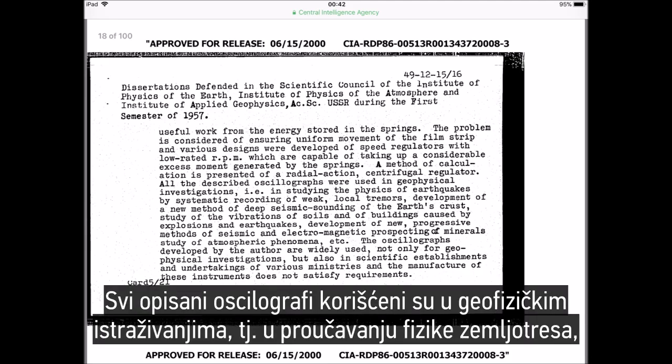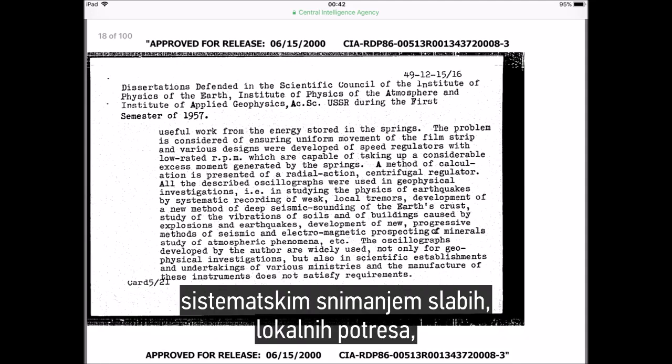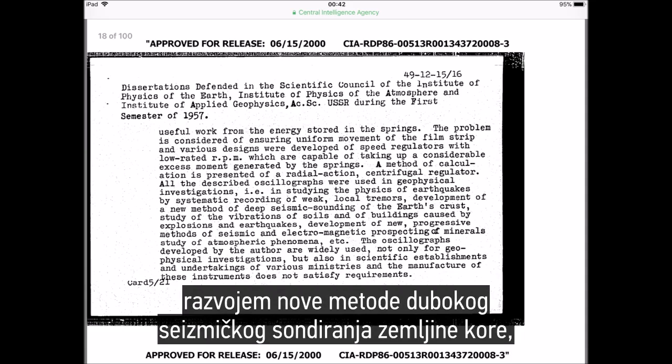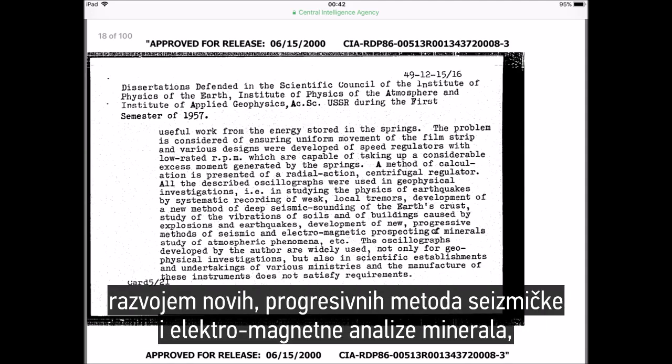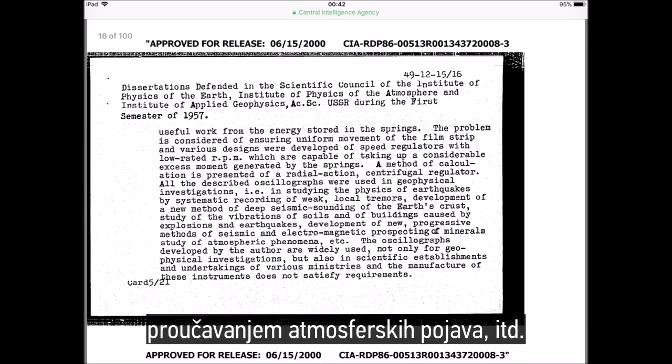All the described oscillographs were used in geophysical investigations, i.e. in studying the physics of earthquakes by systematic recording of weak local tremors, development of a new method of deep seismic sounding of the Earth's crust, study of the vibrations of soils and of buildings caused by explosions and earthquakes, development of new progressive methods of seismic and electromagnetic prospecting of minerals, study of atmospheric phenomena, etc.